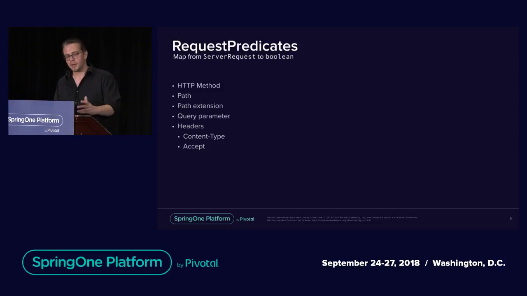So there are provided predicates that we provide based on the HTTP method, the path pattern, but also the extension, query parameters, headers, like for instance content type, and the accept one that you saw earlier.